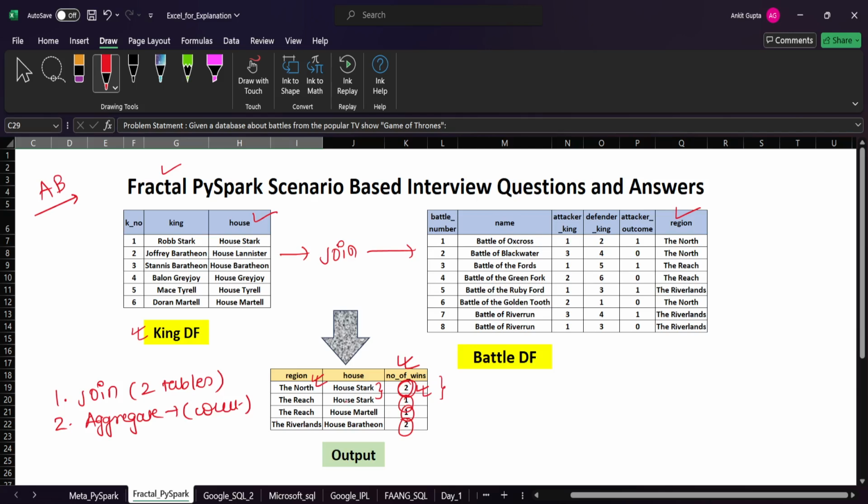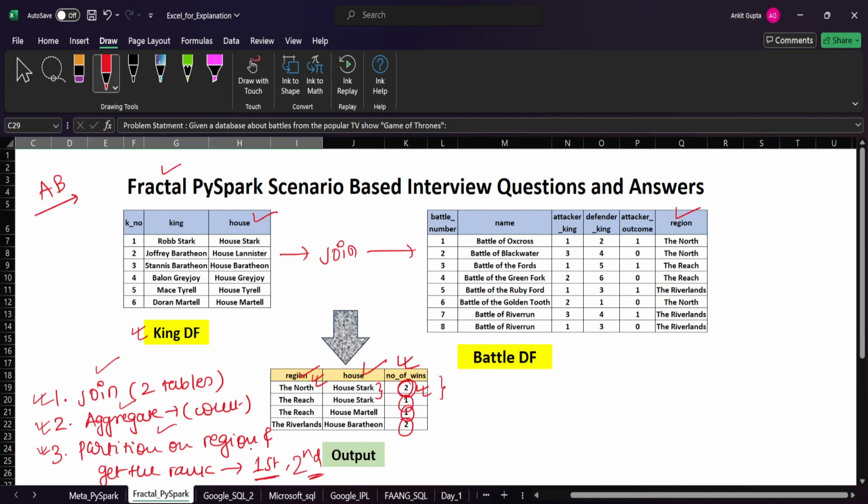By looking at this, you can see that we need to find the maximum. For each reason, we can have more than one house, and we need to see which house has got the maximum wins. So can we say that we need to do the partition on reason and get the rank? Once we have the rank, we can get who has won the maximum number of battles, and who is the second one. So I think these are the three steps we need to follow: first join, then aggregate, and then partition by the reason and get the rank.